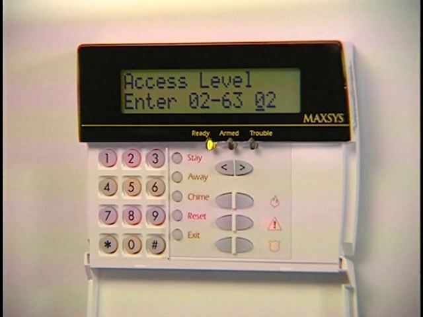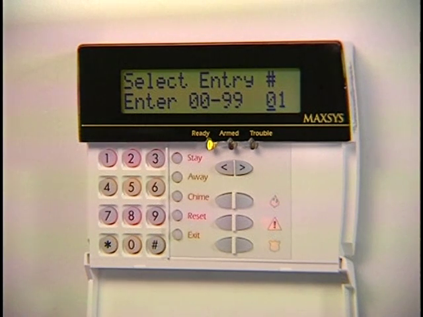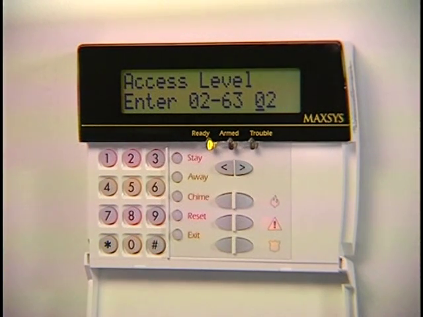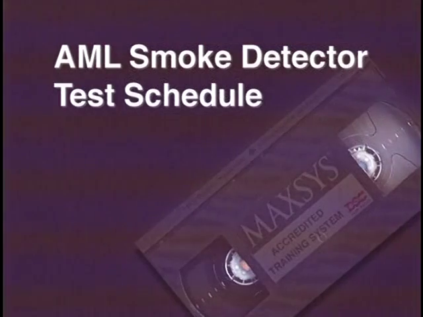If date schedule 00 is programmed, the user code for those users will never work. If date schedule 01 is programmed, the user code for those users will always work. If another date schedule is programmed, from 2 to 99, the panel will check that date schedule to determine if the user code for those users will or will not work.